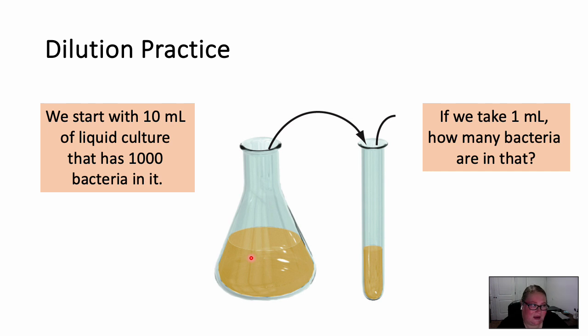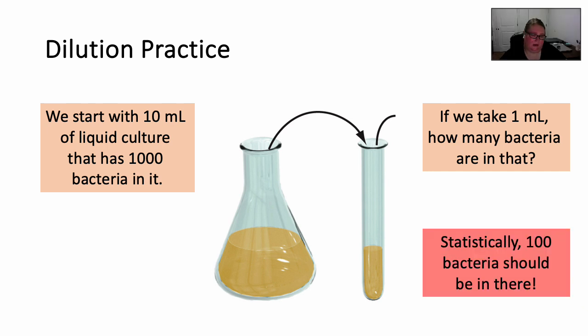So if we have a sample that has 1,000 bacteria in it, and we take 10 milliliters of that sample, to figure out how many bacteria per milliliter, all we have to do is take this 1,000 and divide it by the 10 milliliters. When we do that, a 0 is going to cancel, and we are left with 100 bacteria in that sample. We're going to say we statistically have 100 bacteria in that sample. It could be plus or minus a few.